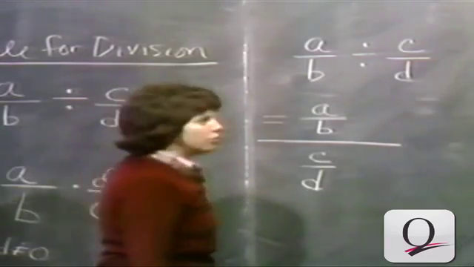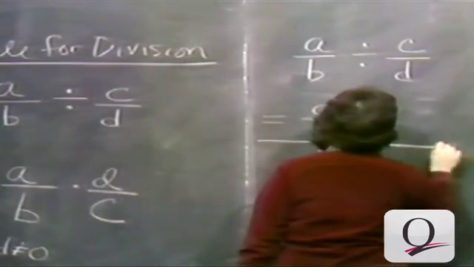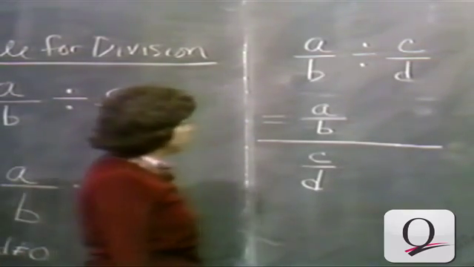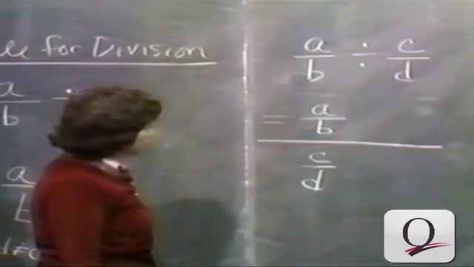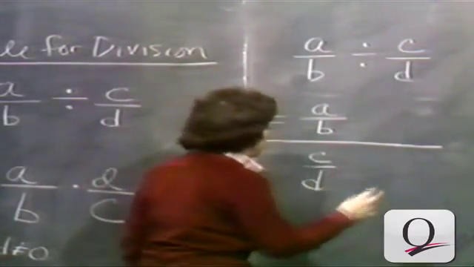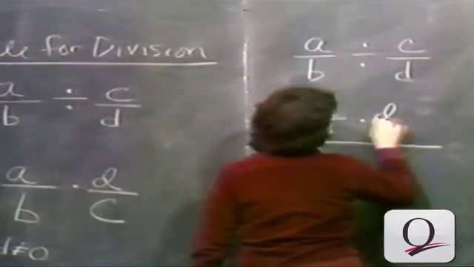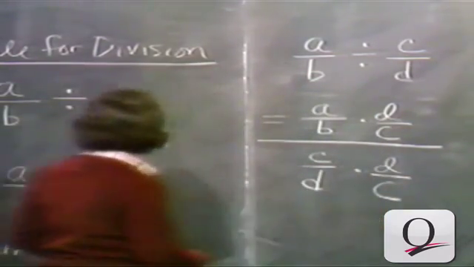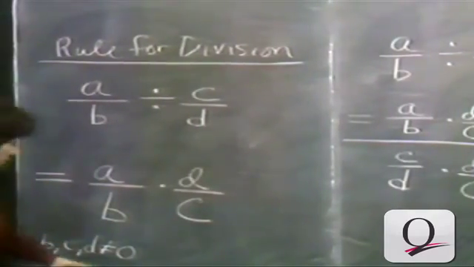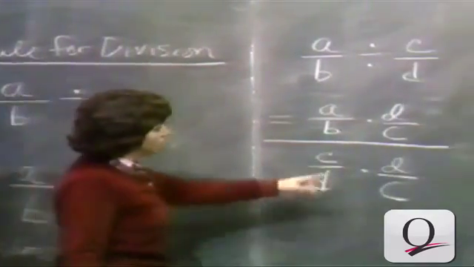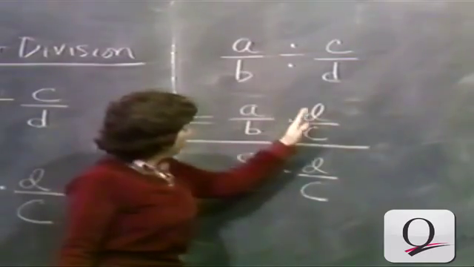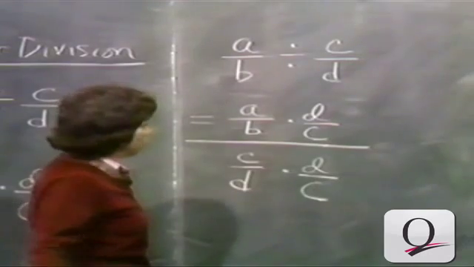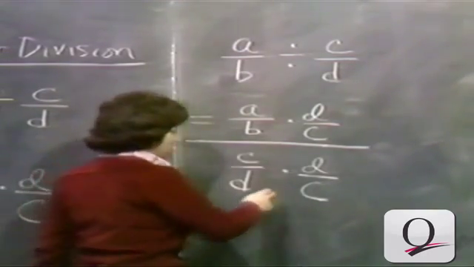Now, the fundamental principle of fractions says that we can always multiply the top and the bottom of any fraction by the same non-zero number. Okay, I choose to multiply the top and the bottom of this fraction by D over C. D over C, of course, is not 0. If you remember, B, C, and D are all non-zero. Okay, so D over C is not 0. We can multiply the top and the bottom of this fraction by D over C, and we should get an equivalent fraction. Now, look what happens here.